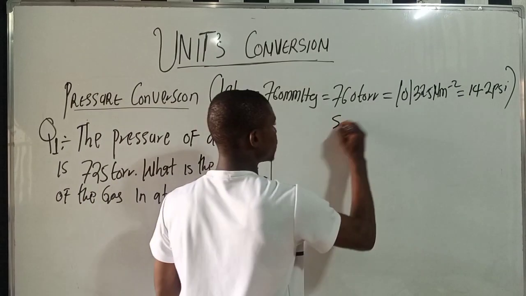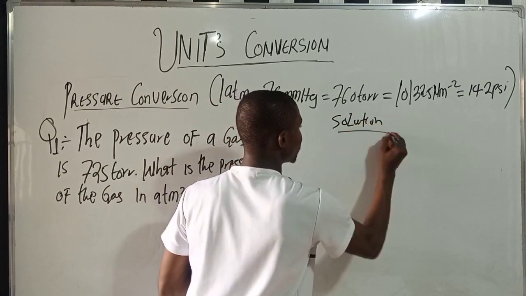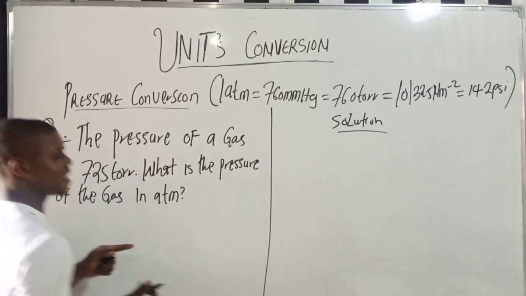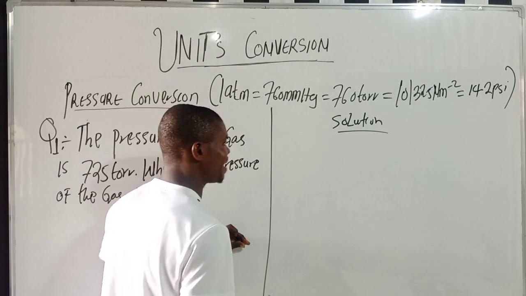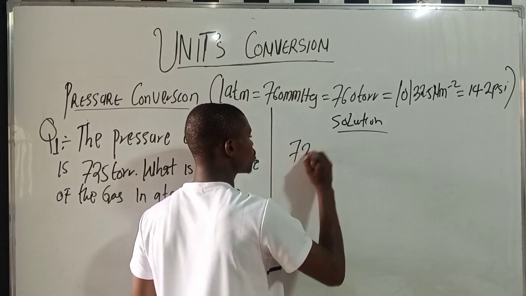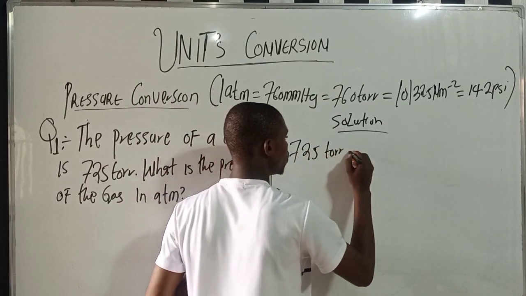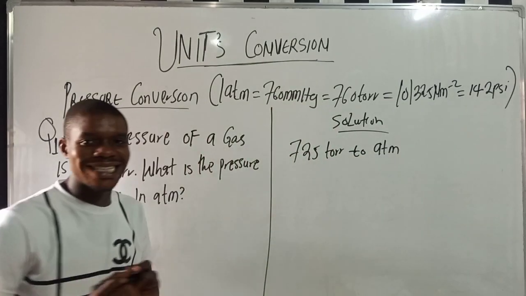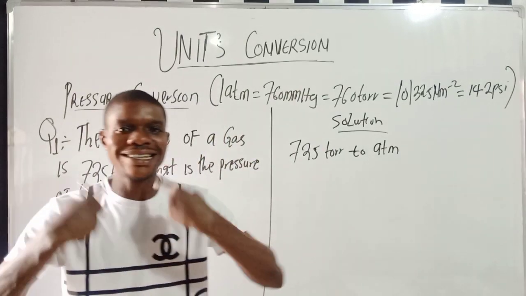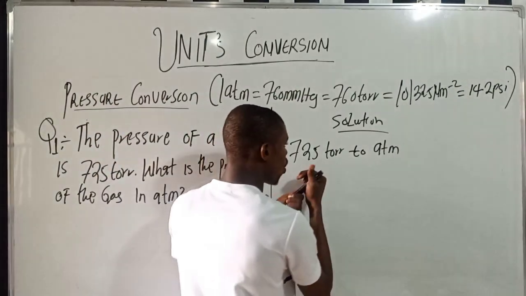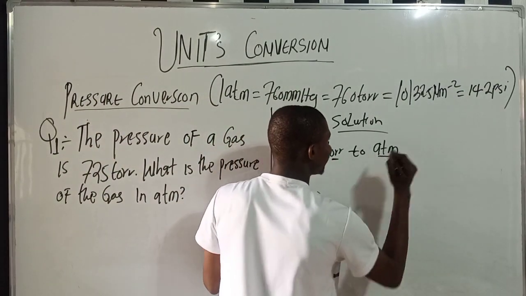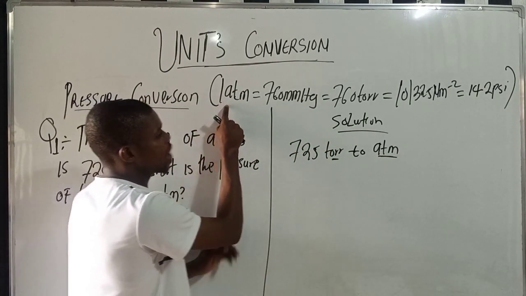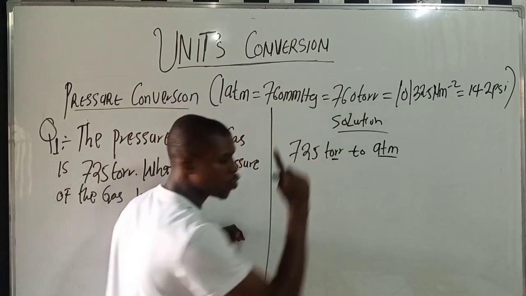So you follow me closely. We are converting 725 torr to atm. That is our destination. The first step you want to know is to write the relationship between torr and atm. And we know that 1 atm is equal to 760 torr. Do you get that?